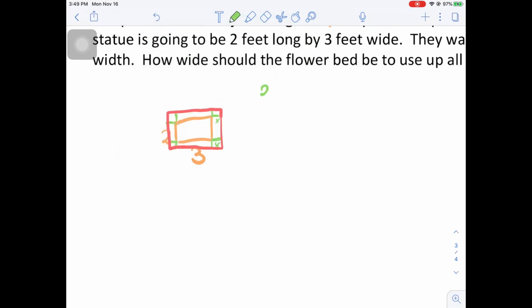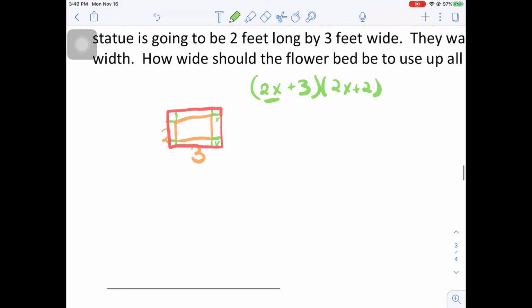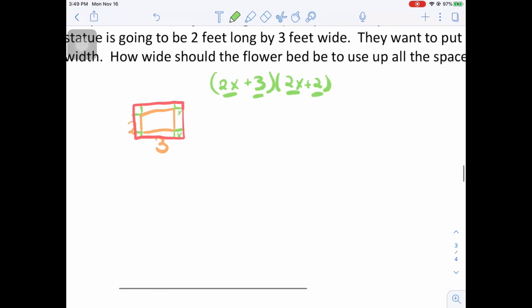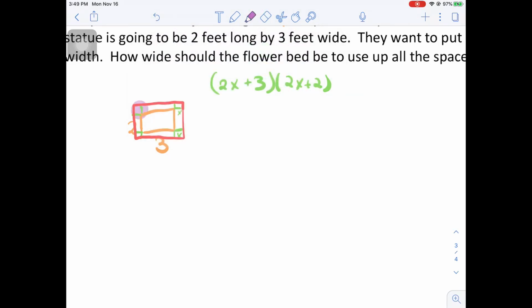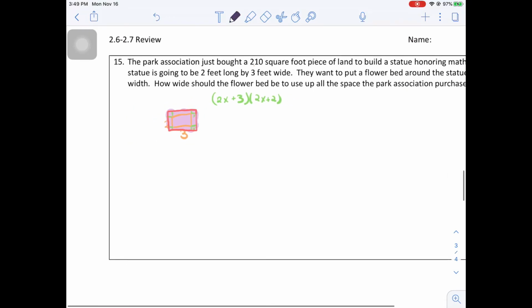So our equation, we got 2 x's, right? So we're going to go (2x + 3)(2x + 2), because the 2 x's on each end, plus the distance of the width and the length. This gives us a total area. So this would give us all of this area in here.